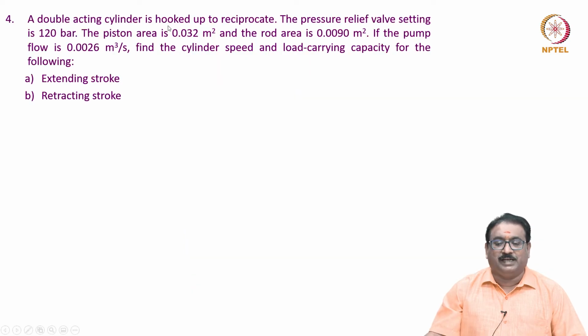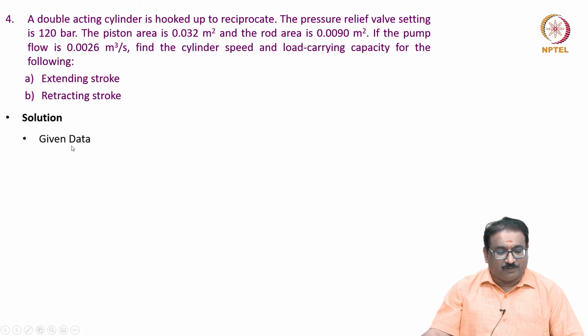A double acting cylinder is hooked up to reciprocate. The pressure relief valve setting is 120 bar. The piston area is 0.032 meter square and the rod area is 0.0090 meter square. If the pump flow is 0.0026 m³ per second, find the cylinder speed and load carrying capacity for the following, meaning for the extending stroke as well as the retracting stroke. So, quickly we list out the given data.